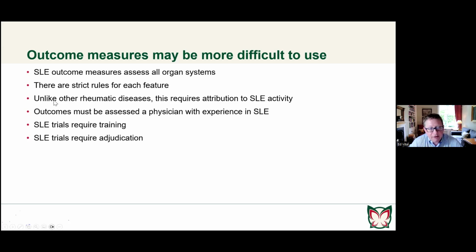But unlike other rheumatic diseases, there's this decision about attribution. In rheumatoid arthritis, if you squeeze a joint and it hurts, you put tender. You don't think about whether it's due to the rheumatoid or something else. If it hurts, you put tender. That's not how it works in lupus. In lupus, we ask you to only score things that are due to the lupus and due to disease activity. And that requires thought and experience in lupus to know what you're doing. You're making a diagnosis every time you tick a box.